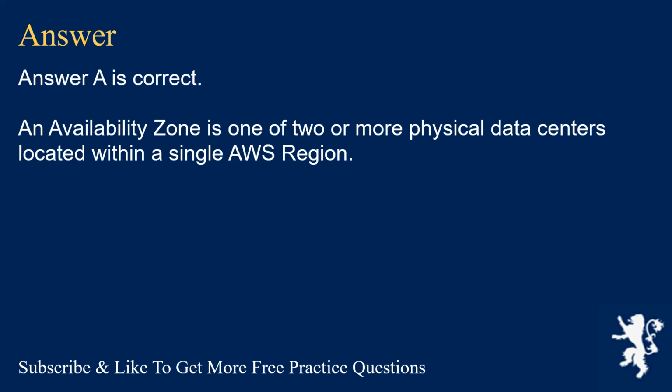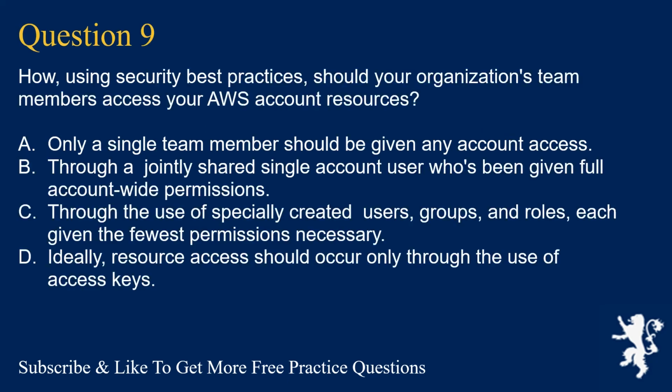Answer A is correct. An availability zone is one of 2 or more physical data centers located within a single AWS region. Question 9. Using security best practices, how should your organization's team members access your AWS account resources?